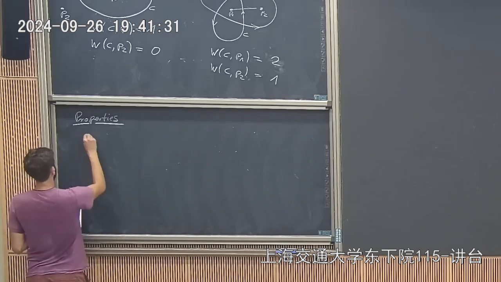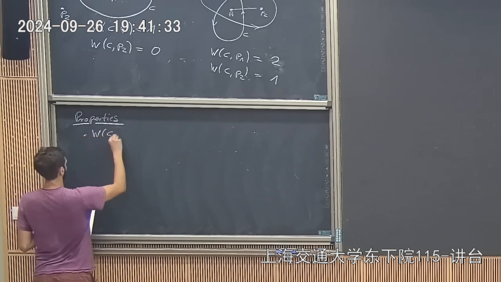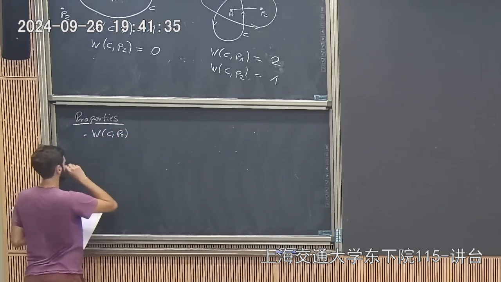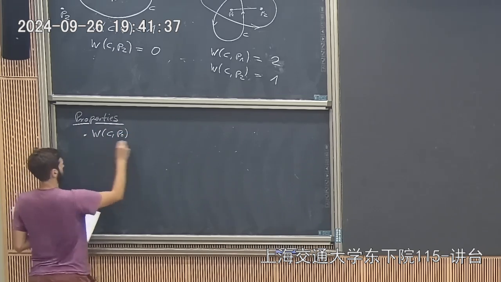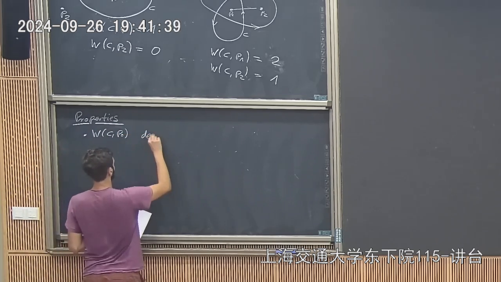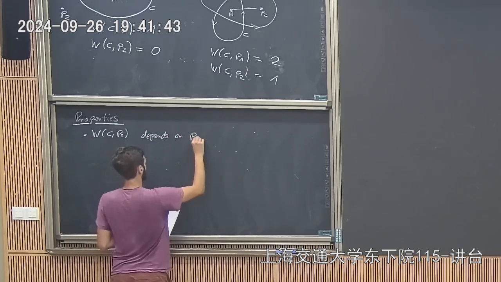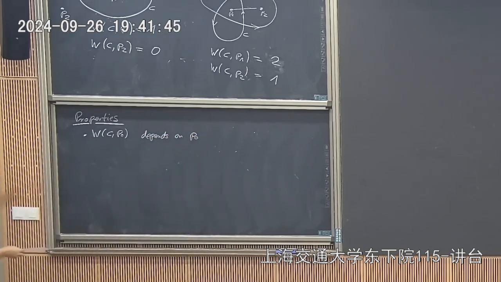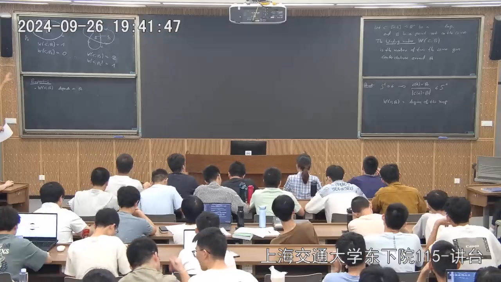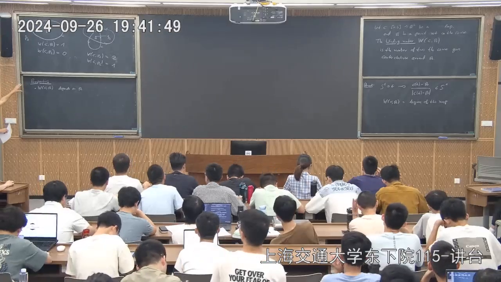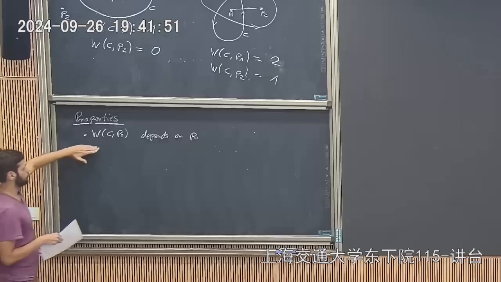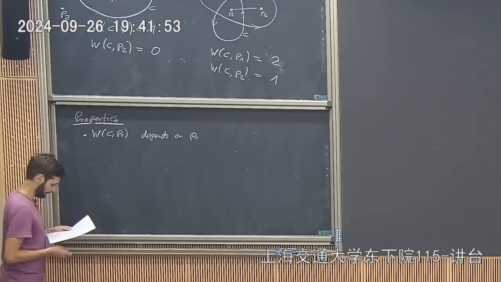So the first part is that the winding number depends on the point. That we have seen in the examples. Like I can take the same curve, but the winding number depends really on the point that I choose.